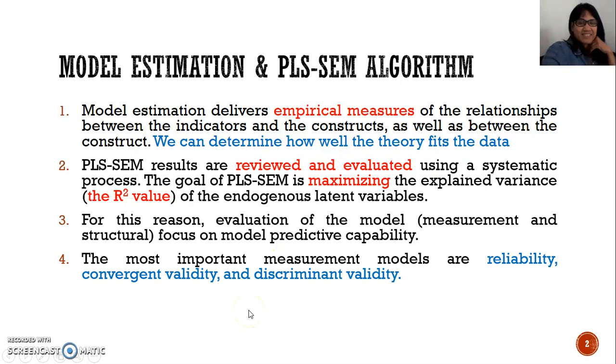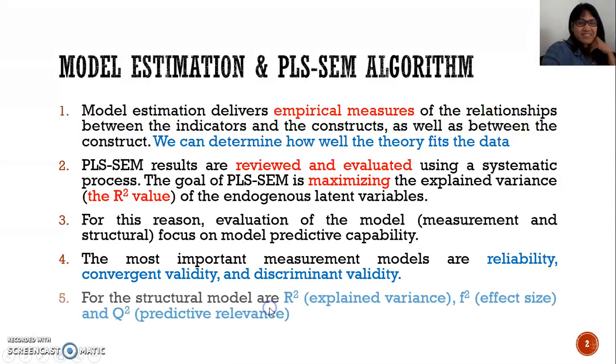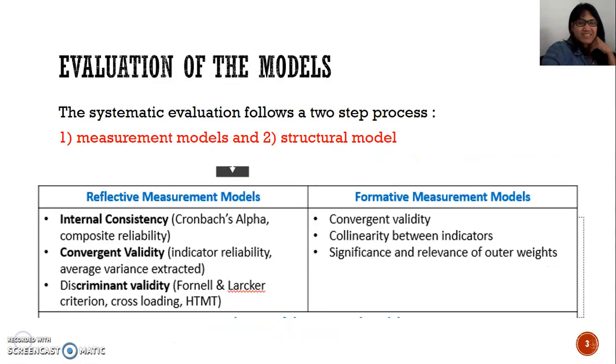So the most important measurement model criteria are reliability, convergent validity, and discriminant validity. For the structural model, they are R-square or explained variance, the F-squared effect size, and the Q-squared predictive relevance. The systematic evaluation follows a two-step process, first the measurement model and then the structural model. And the measurement model could consist of reflective measurement models and formative measurement models.